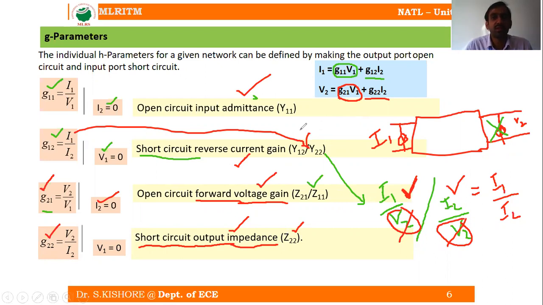So hybrid means it's a combination of different parameters. That means the combination of impedance parameters, admittance parameters, voltage ratios, current ratios. So that is the reason why it is one of the hybrid parameters, that is the inverse hybrid parameter. So these are our H parameter, G parameter expressions.